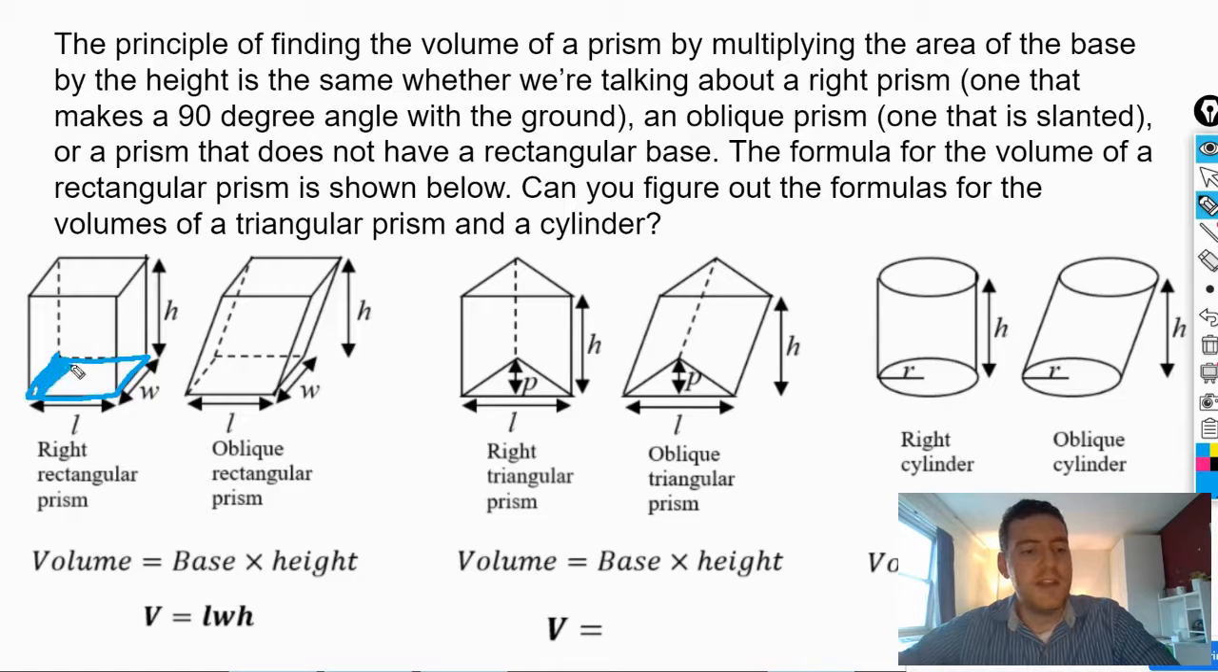And how do we find the area of a rectangle? It's just the length times the width. So the base of a rectangular prism is a rectangle, and the area of a rectangle is length times width. So the base would be length times width, but then we would also have to multiply that by the height, and that's where this formula comes from. So to find the volume, we would do the base times the height, which is the length times the width times the height, okay? Now, what would the formula be for a triangular prism?